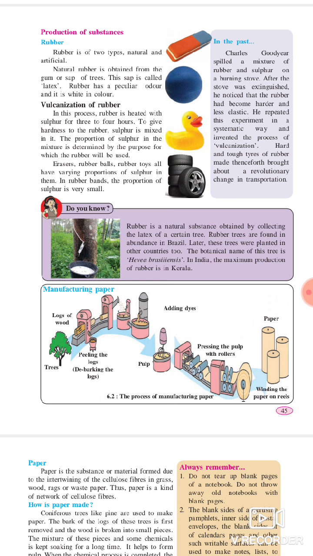Means how much sulfur should be added in the natural rubber depends on for which purpose that rubber is being used. Either you are going to make a toy, you are going to make a tire, or you are going to make a ball. Depending on that, it is decided what amount of sulfur should be used in that rubber.